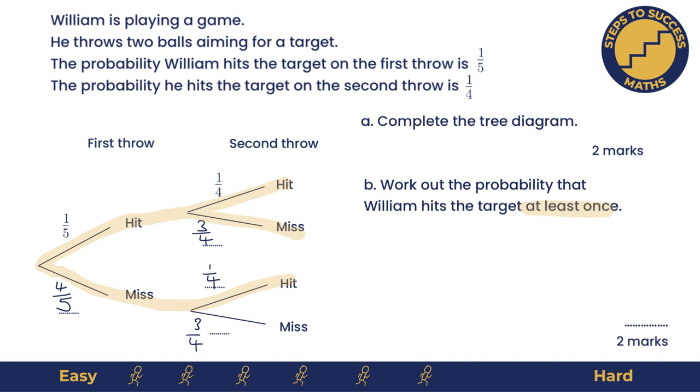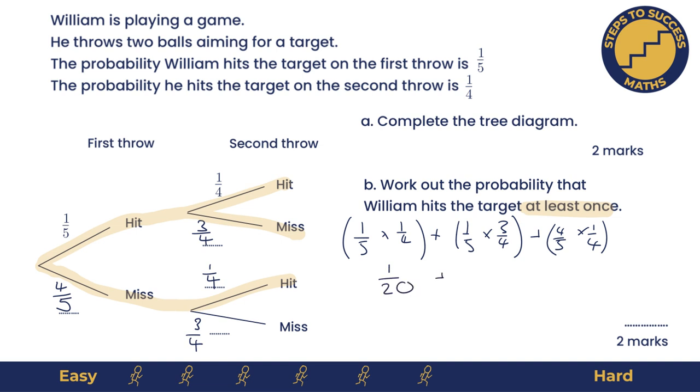So you could go along each path and work it out. So 1/5 times 1/4 plus 1/5 times 3/4 plus 4/5 times 1/4. So that's 1 over 20 plus 3 over 20 plus 4 over 20, which is 8 over 20 or 2/5.